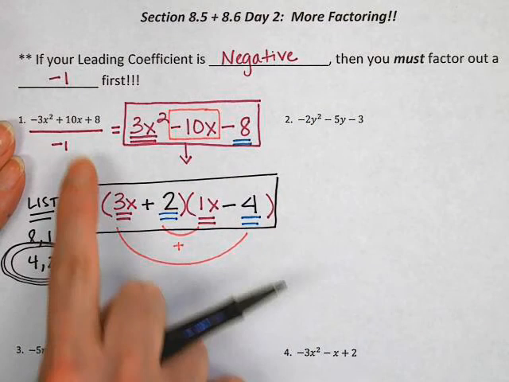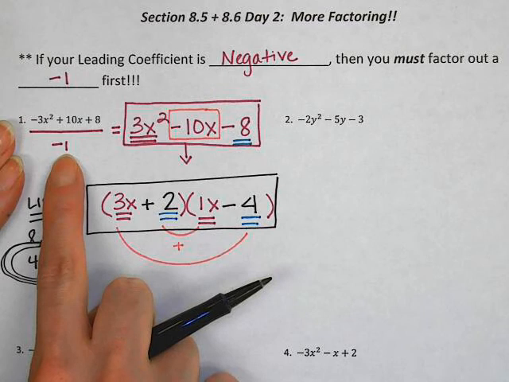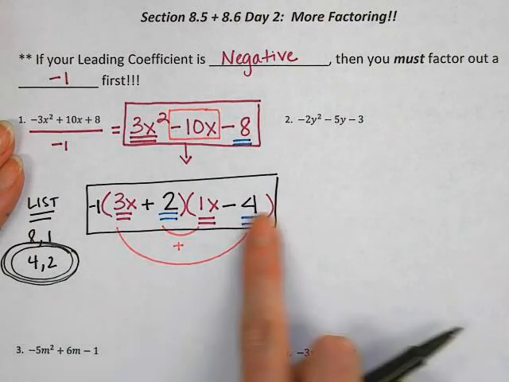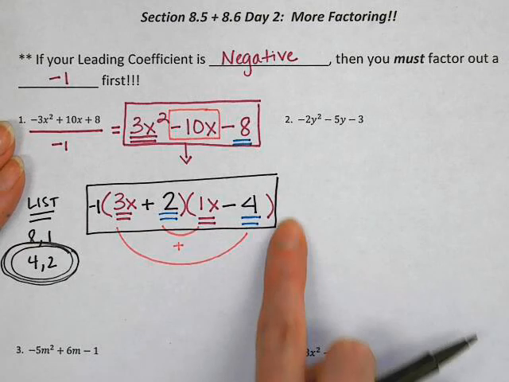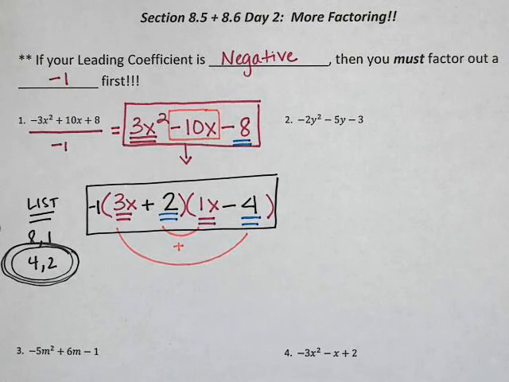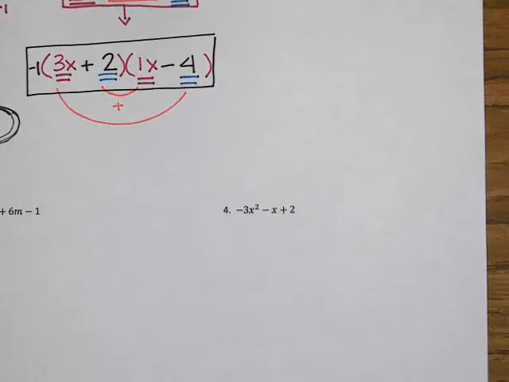Oh, and then if you divided out a -1 to start, make sure you put that -1 out front. So this is your final answer. If you were to distribute all this, you would get back to what you started with. That's all. All right, let's just do one more, number 4.